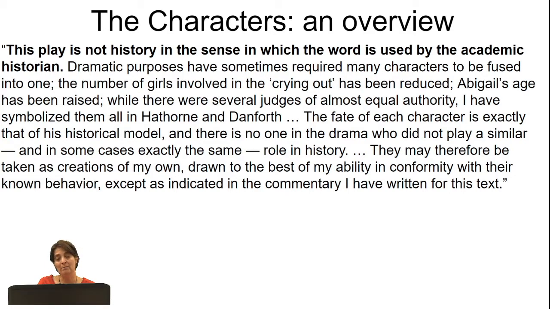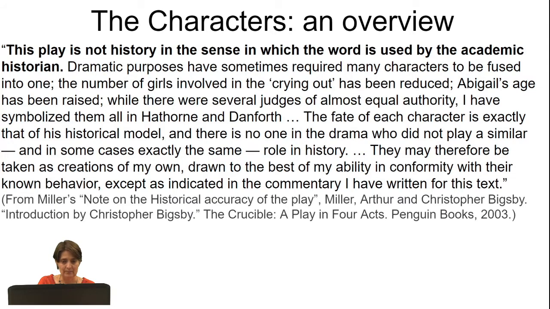So always bear in mind that Miller based his characters on people that actually lived and breathed and suffered in the 1600s. But where it suited his dramatic purposes, he made changes, because his main purpose in writing this play was not to simply record and retell history. It was to comment on history, and perhaps even more importantly, to comment on how he saw history actually repeating itself in America of the 1950s.